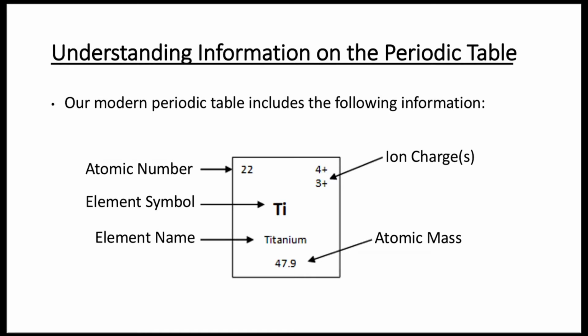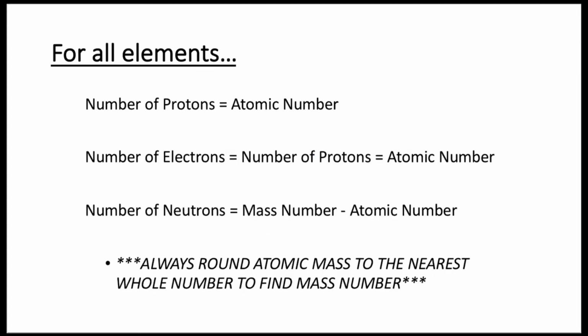Remember that the atomic number is always unique to each element. It will never change. It's always going to be 22 for titanium. 21 is a totally different element, as is 23. So for all elements, the number of protons is always equal to the atomic number. The number of electrons is equal to the number of protons, which is equal to the atomic number. Again, this is specifically for element atoms.